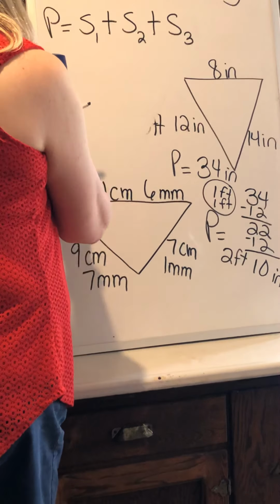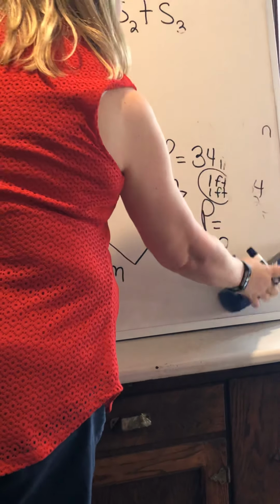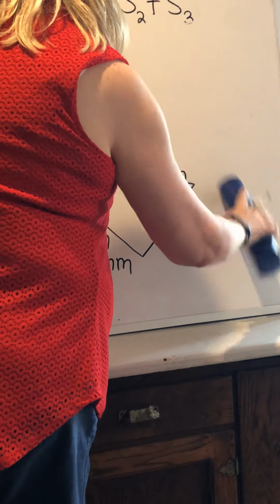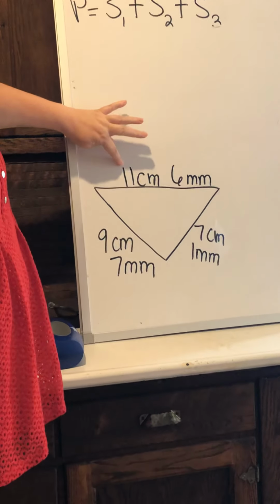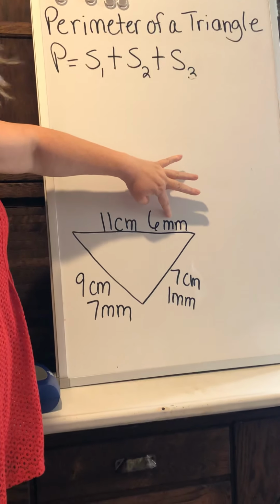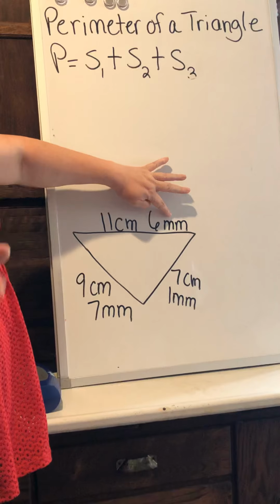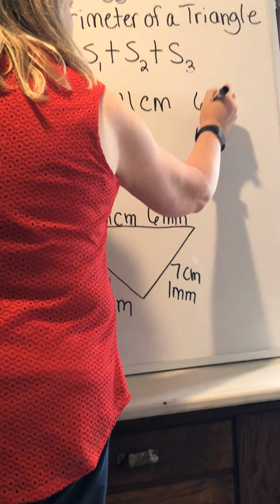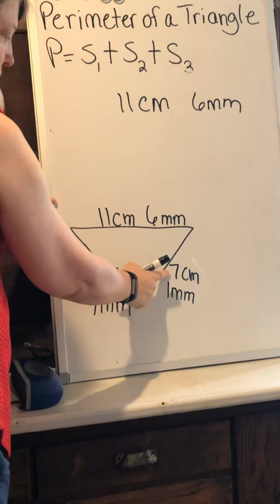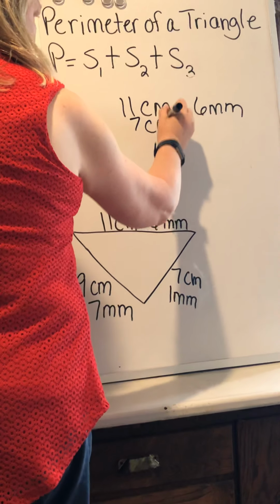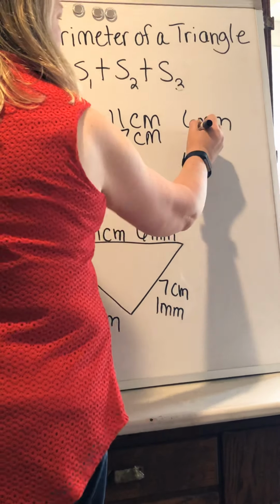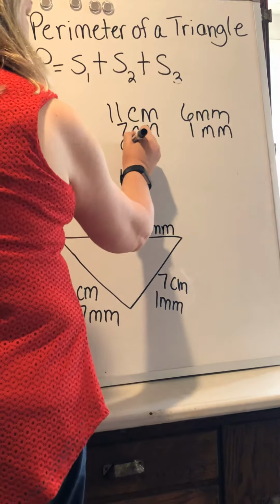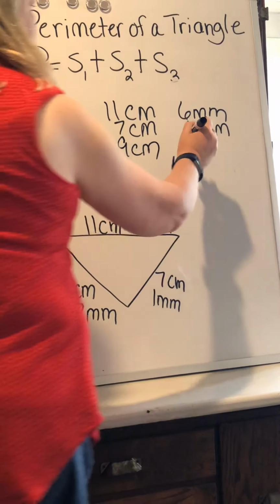All right, got a little more room here. And we're going to go with our figure down here. Each side has centimeters, and the little small m stands for millimeters. So we're just going to add all this up. 11 centimeters, 6 millimeters. We're going to take this one, 7 centimeters and 1 millimeter, and then 9 centimeters and 7 millimeters.